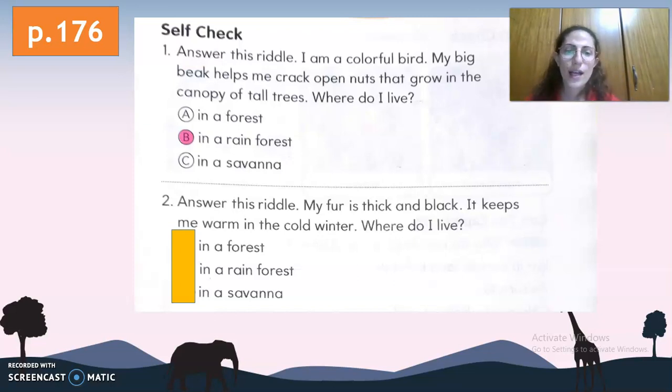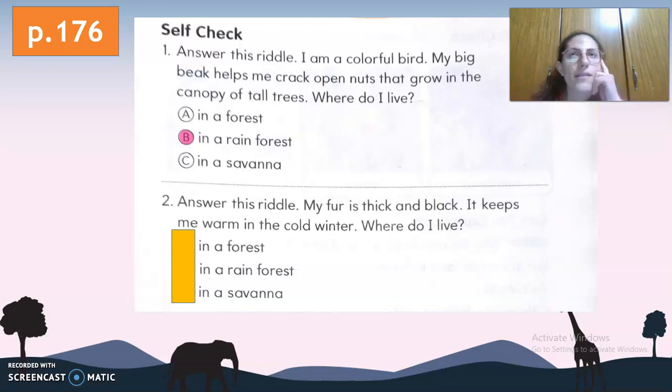Number 2. Answer this riddle. My fur is thick and black. It keeps me warm in the cold winter. Where do I live? A, in a forest. B, in a rainforest. C, in a savanna. So we start thinking. My fur is thick and black. It keeps me warm in the cold winter. Where do I live? Cold winter.